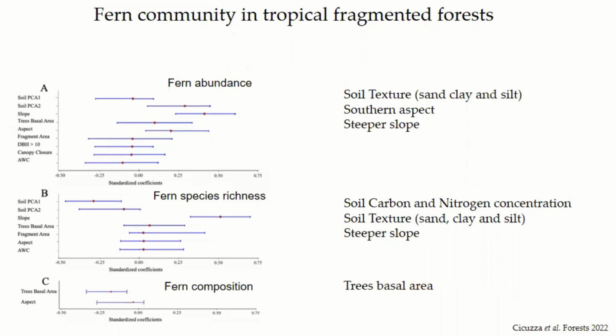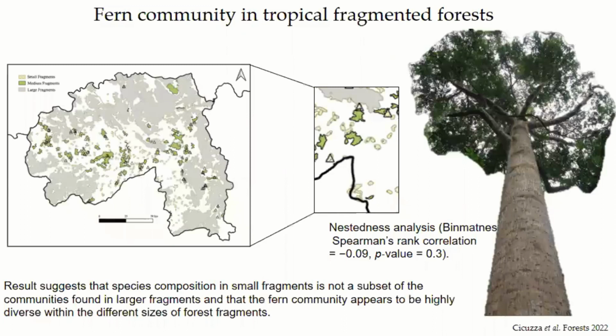What is important here is that the three common dependent variables that we always use, abundance, richness, and composition, are not explained unanimously by the same factor, which is important to keep in mind. And the last question, with the nested analysis, showed that small fragments do have different species composition compared with large fragments, which means that from a conservation perspective, every fragment counts.